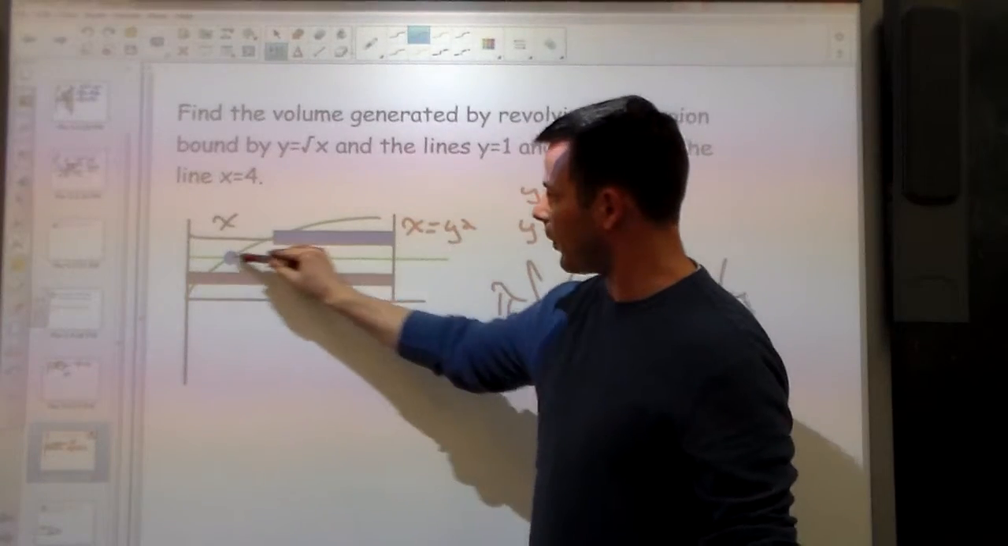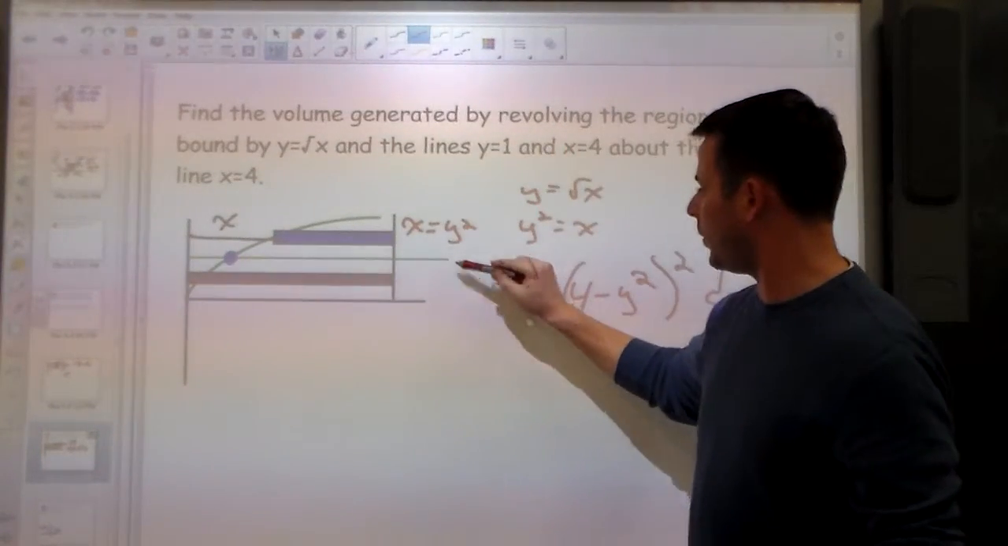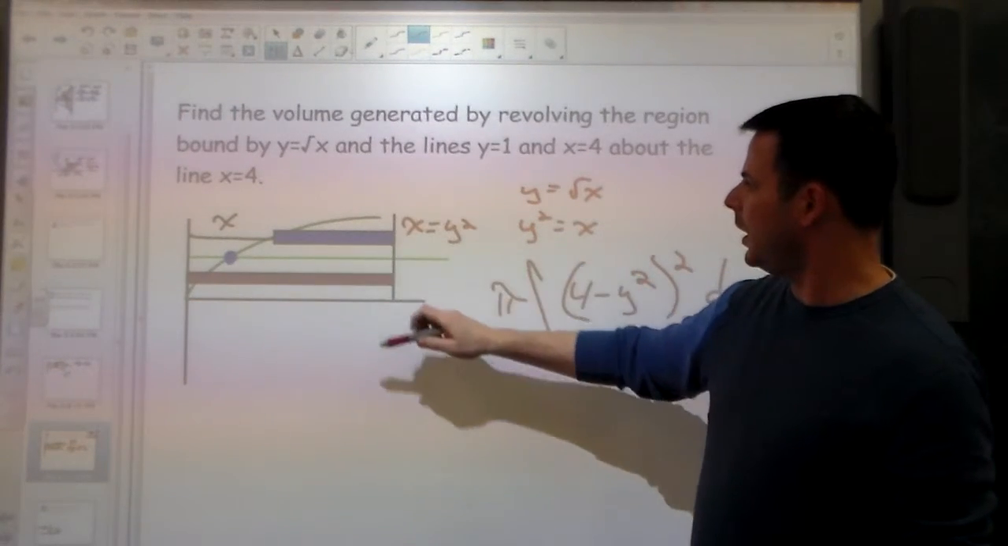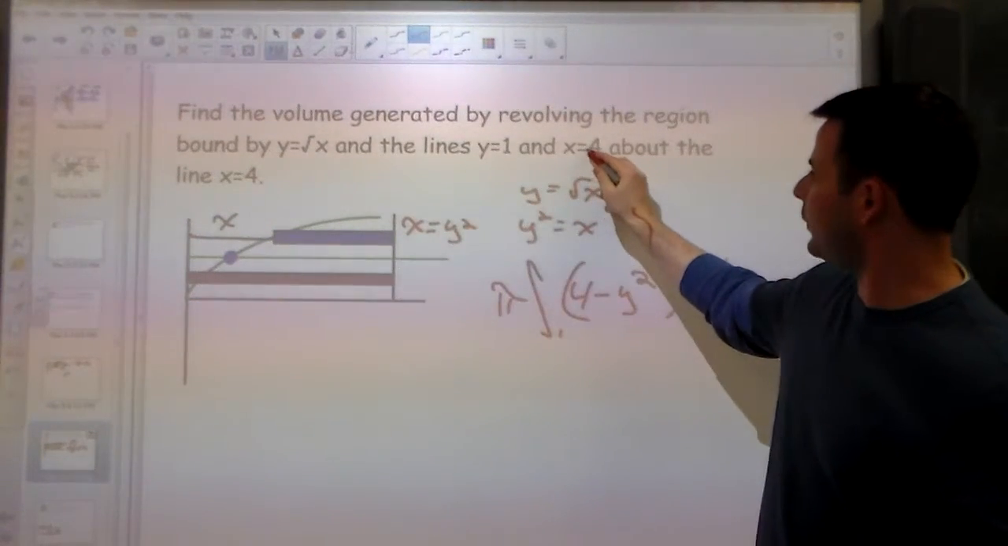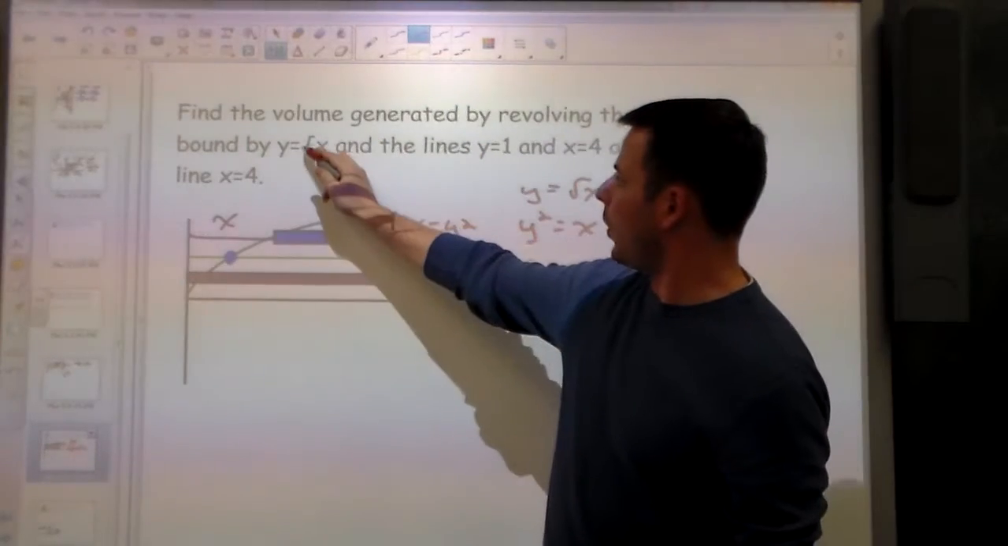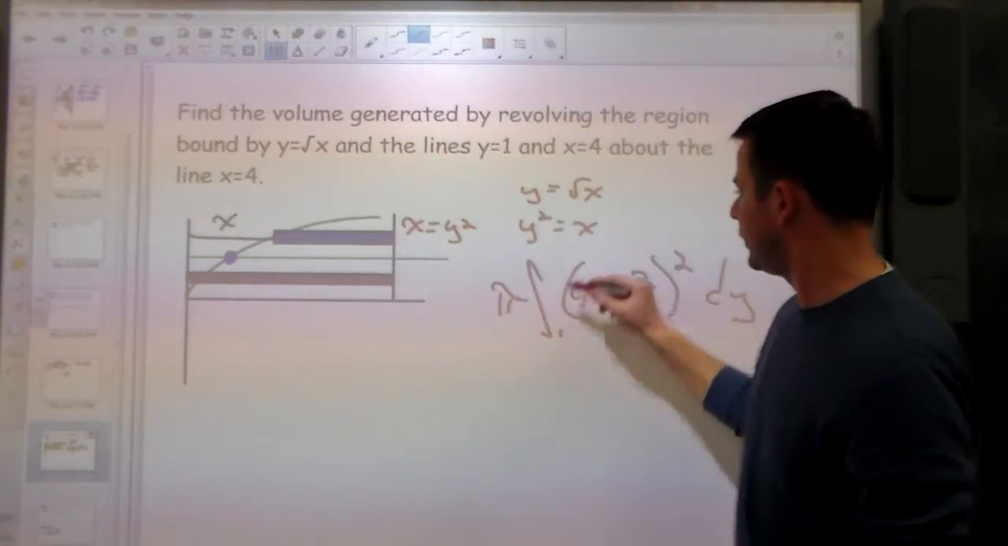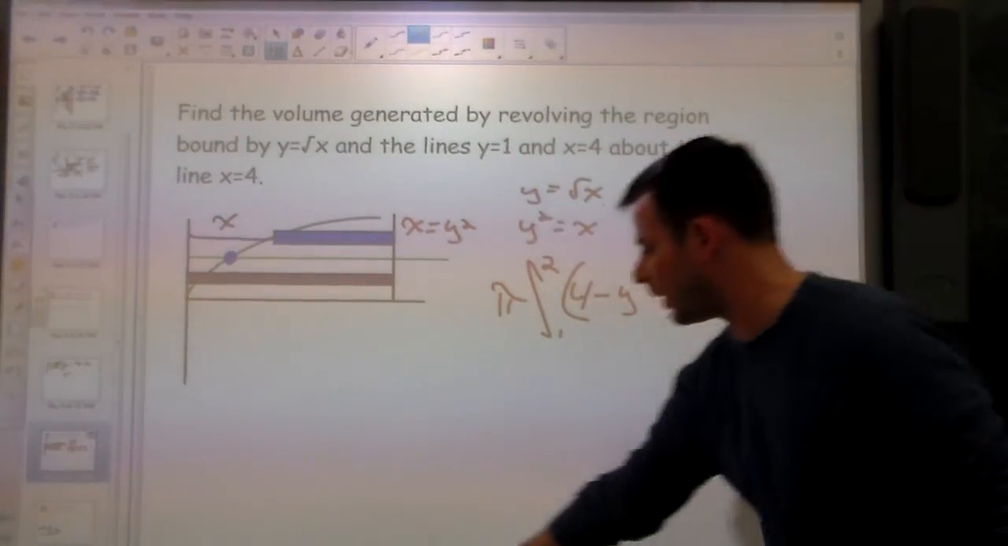And the last thing we need is, where do we start making rectangles? Well, we're going to start making rectangles right here. That's the line y equals 1. I'm going to stop making rectangles up here. That's at the intersection point of x equals 4 and y equals radical x. If x equals 4, the square root of 4 is 2. And there's my interval.